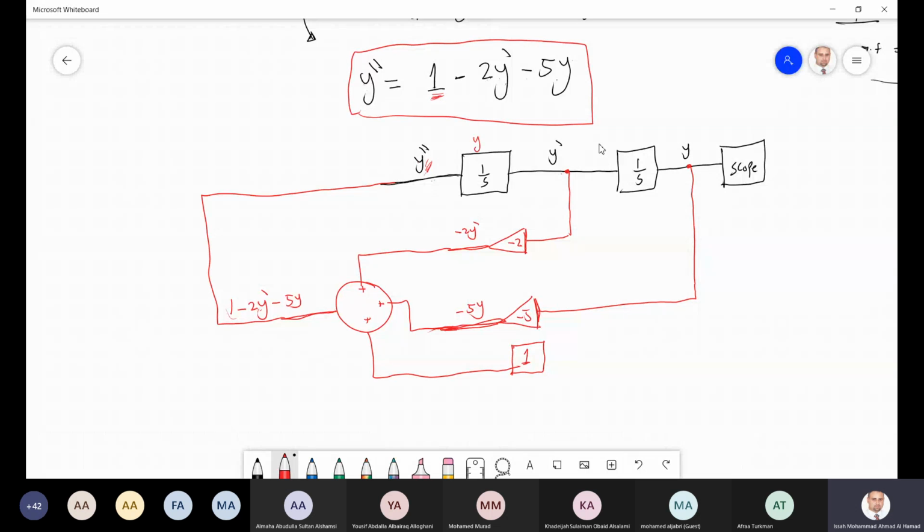And here you add the boundary conditions. Y prime of 0 equals 0. And for the second integrator, you get y of 0 equals 0. Or you enter the second boundary condition.